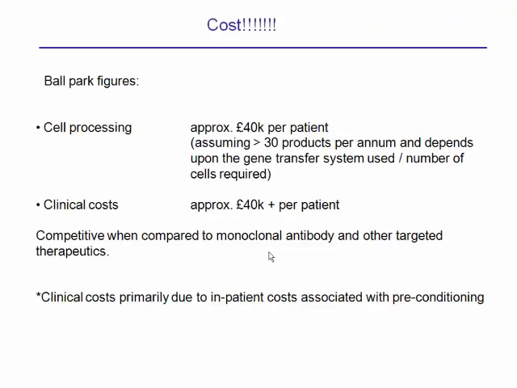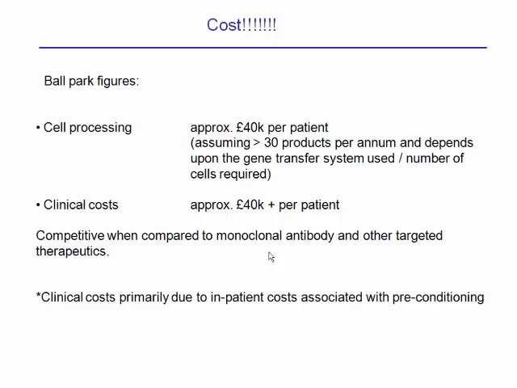So the other thing that gets thrown at me a lot is actually the cost. And so these are ballpark figures. Don't shoot me if these aren't exactly right, but I know they're in the right ballpark for what we're doing at the moment. We think our cell processing costs around about £40,000 a patient, which, again, as an academic, sounds a lot, but when I'm told about how much monoclonal antibodies and such are, I find that to be quite competitive. And that's assuming a certain number of products going through the unit, and depends on gene transfer systems and the number of cells required. So I've got a number of caveats there, but we're talking about that sort of number.